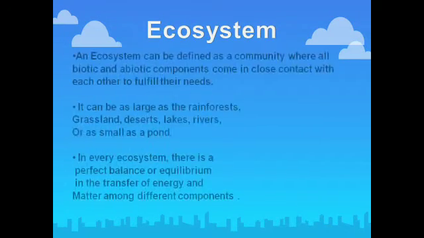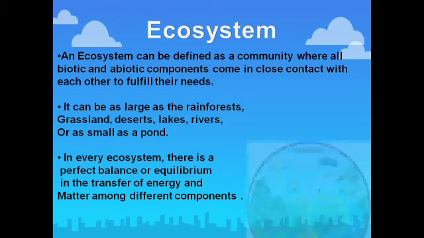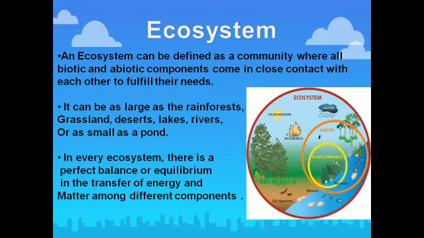Let's come to a new term, that is ecosystem. What is an ecosystem? It can be defined as a community where all biotic and abiotic components come in close contact with each other to fulfill their needs. All are interdependent on each other. It can be as large as a rainforest, grassland, desert, lake or river, or as small as a pond. In every ecosystem, there is a perfect balance or equilibrium in the transfer of energy and matter among different components.